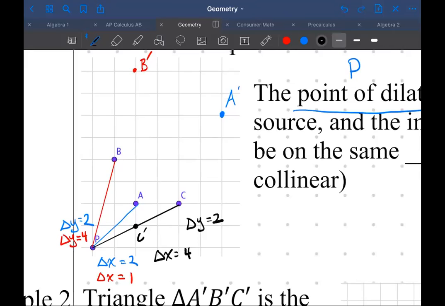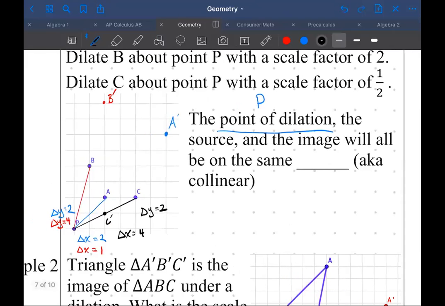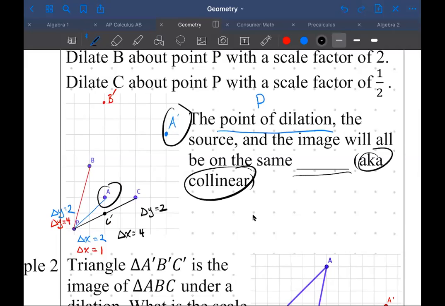So there's a way to check if your dilations are correct, or at least if they might not be scaled correctly, but at least they're in the right direction. The way that you can check, and this is what this block of text over here is talking about, is the point of dilation, which is the source, and the image. So if I'm looking at A and A prime, those 2 points will all be on the same line. This word means collinear.